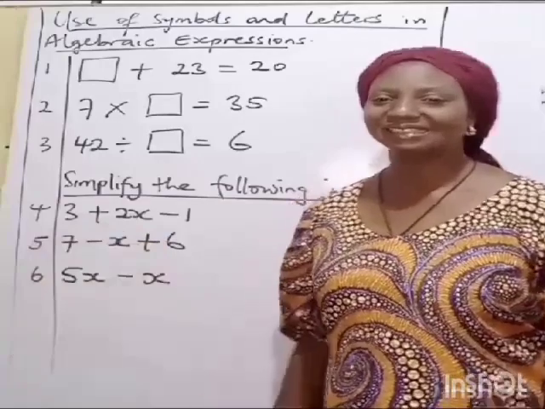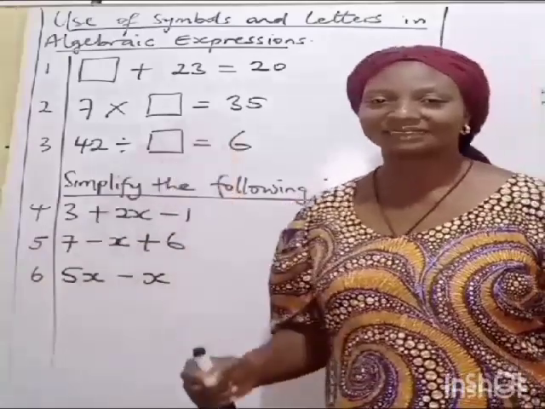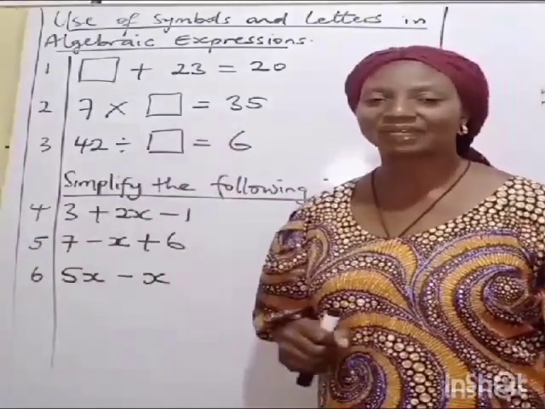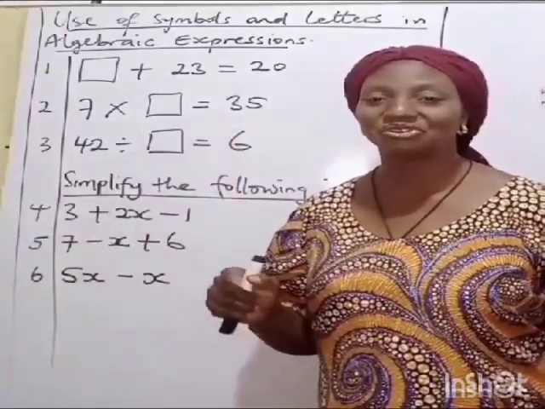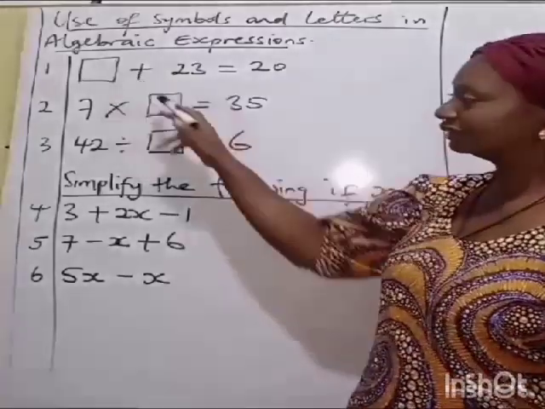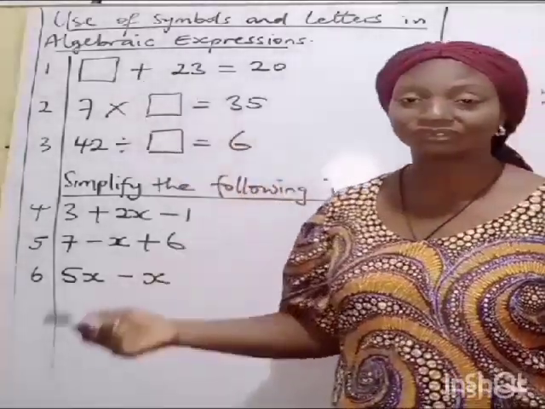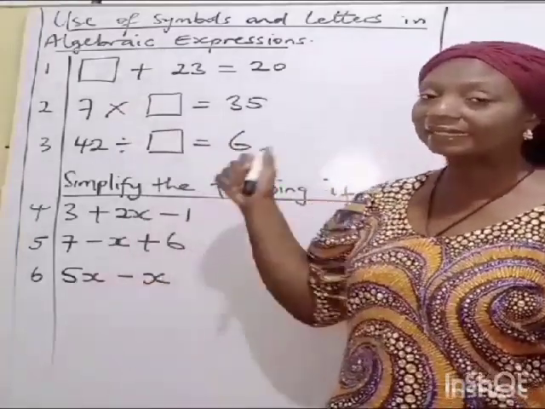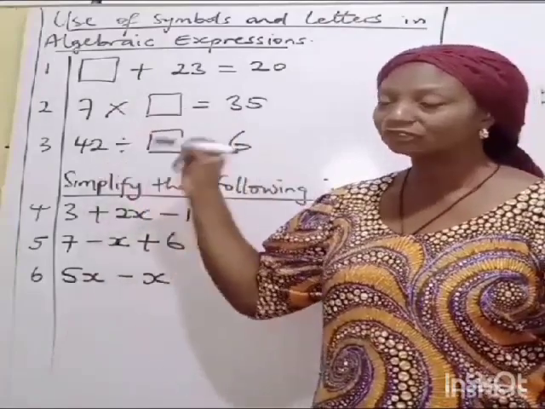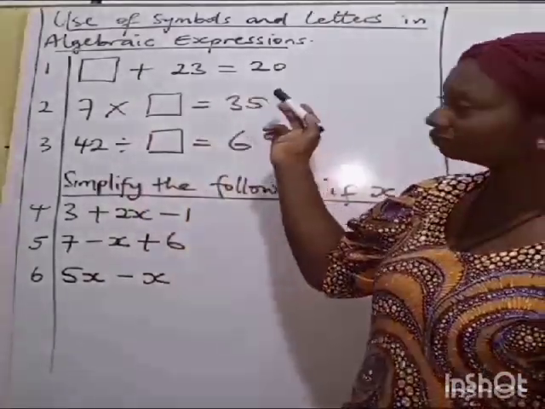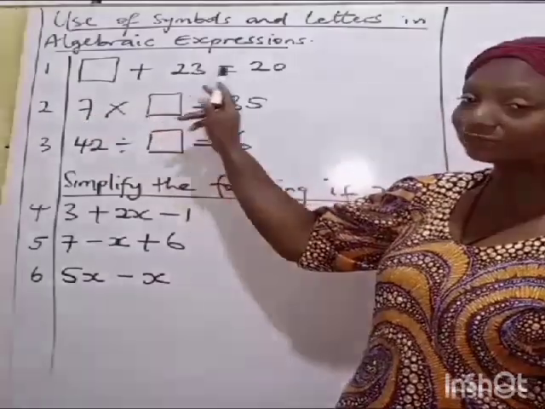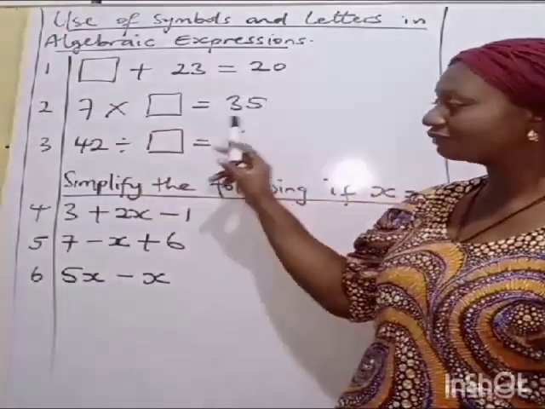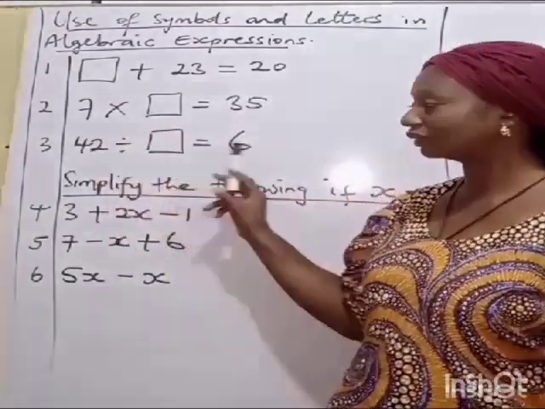Our topic today is use of symbols and letters in algebraic expressions. We use symbols and letters in algebraic expressions to represent unknown quantities. These boxes here are representing numbers that we don't know, unknown quantities, and we're expected to find a number that you will fix in the box to make the statement true. A number that will add to 23 to get 20, and 7 times what will give us 35, 42 divided by what will give us 6.